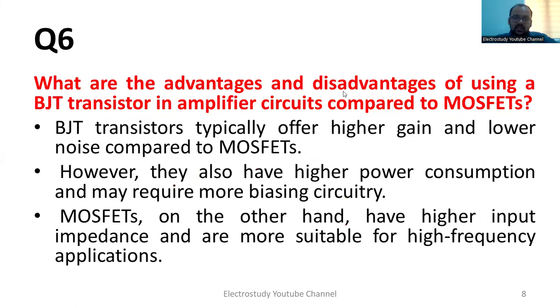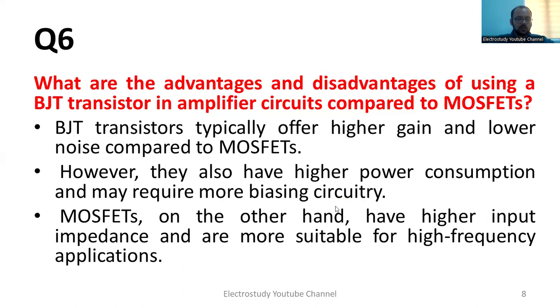What are the advantages and disadvantages of using the BJT transistor in the amplifier circuit compared to MOSFET transistor? So you might have known different types of transistors, like BJT and MOSFET. BJT is a current control device, whereas MOSFET is a voltage control device. BJT transistors typically offer high gain and lower noise compared to MOSFET.